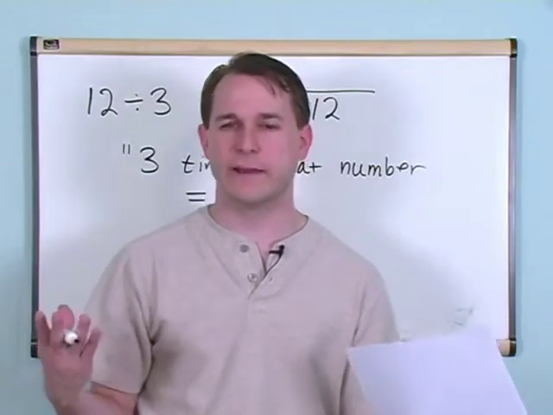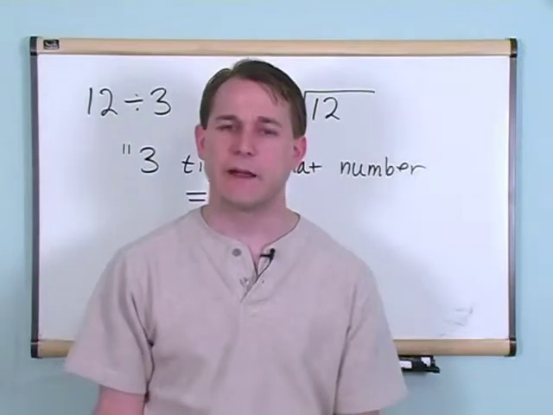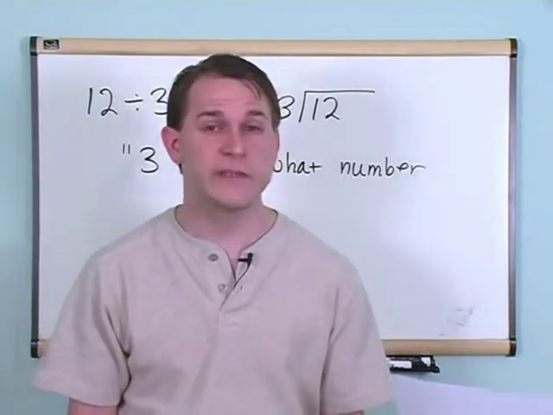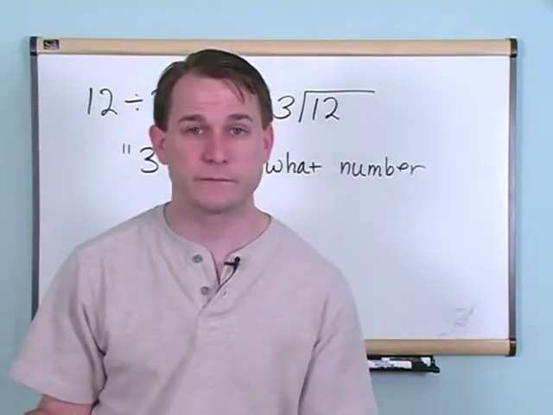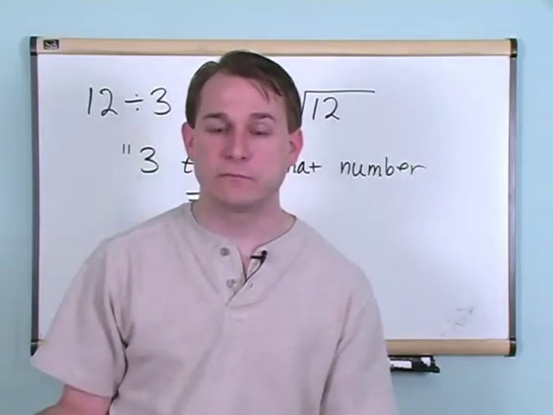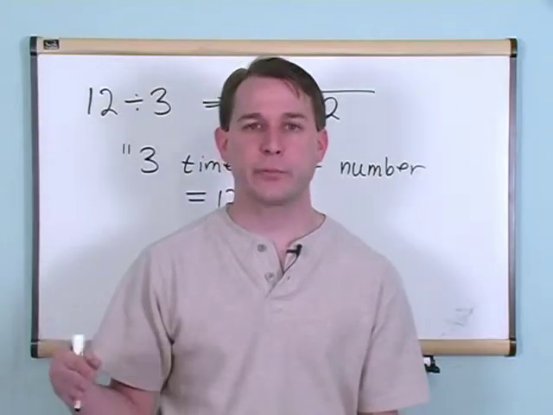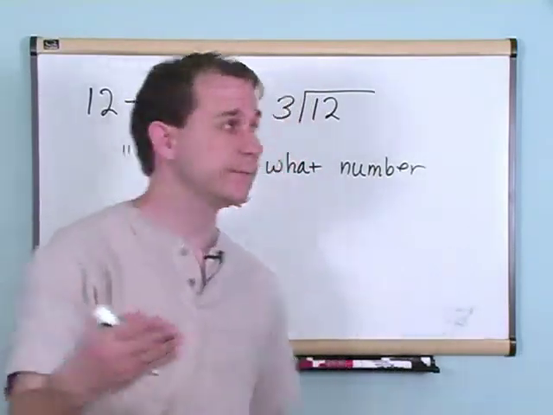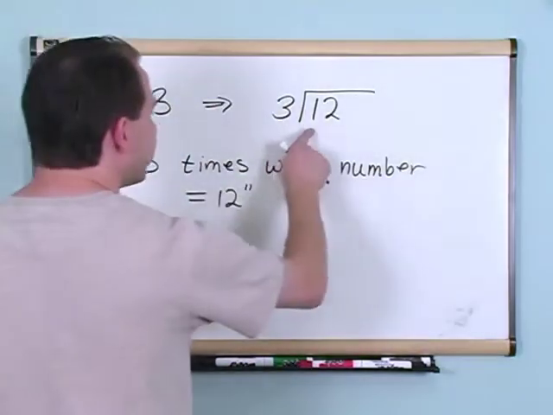So let's go through our times tables. 3 times 1 gives us 3. So that's not right, because I'm looking for 12, right? 3 times 2 gives us 6. Okay, we're getting closer, but we're not there yet. 3 times 3 gives us 9, right, from our times tables. And that's not right, because we're looking for 12. 3 times 4 gives us 12. Bingo, we hit the answer. So the answer is going to be 4.